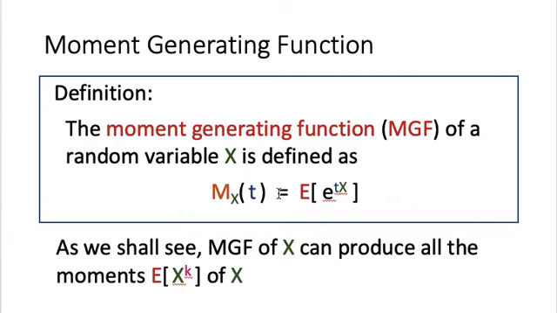Let's start. So the moment-generating function, short name MGF, for a random variable X is defined to be a function M_X(t), whose value is equal to the expected value of e to the power tX. Now, how do we interpret this term?